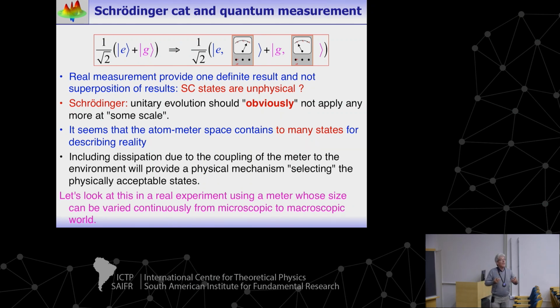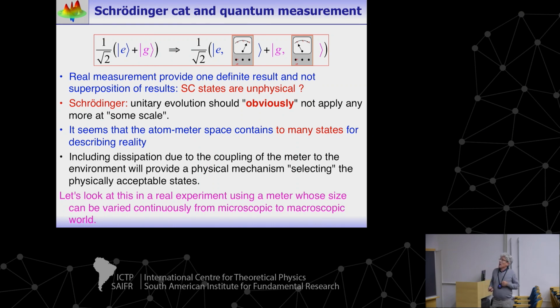And then the formalism says to just apply the projection postulate. So for Schrodinger, there was no point. The answer was obvious. This state is ridiculous, does not exist, because you should not apply the Schrodinger equation at macroscopic scale. But then the discussion is, okay, where is the border? At which point do you decide that the system becomes macroscopic? And then the discussion becomes interesting. And that's the topic of the lecture.